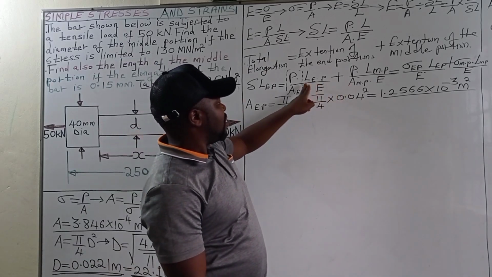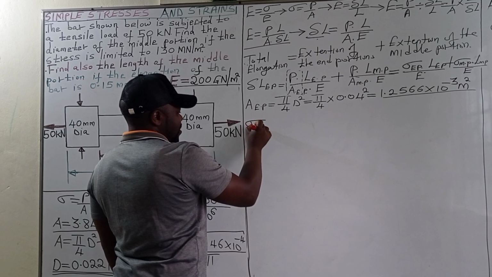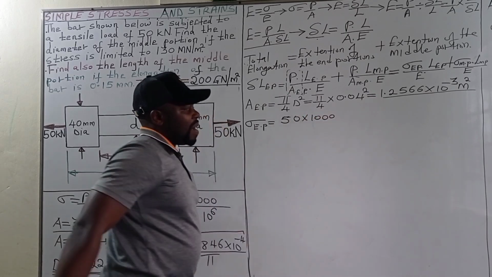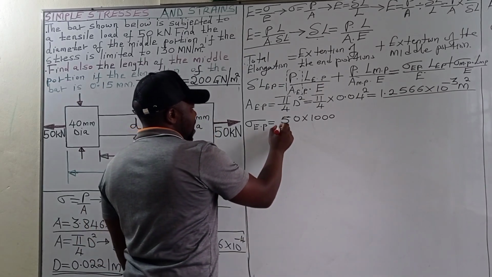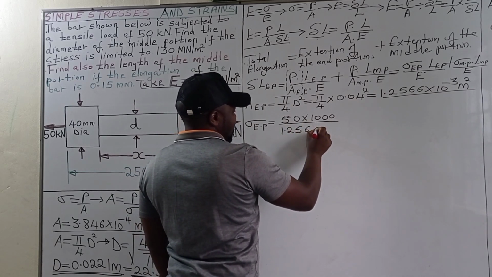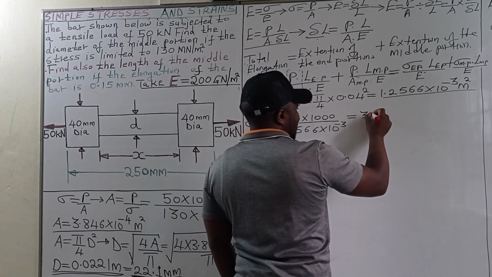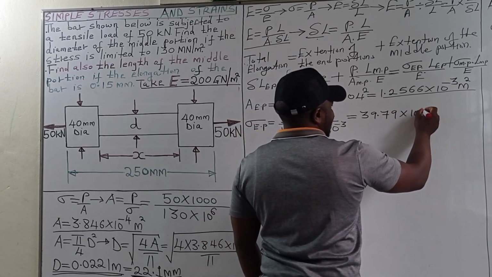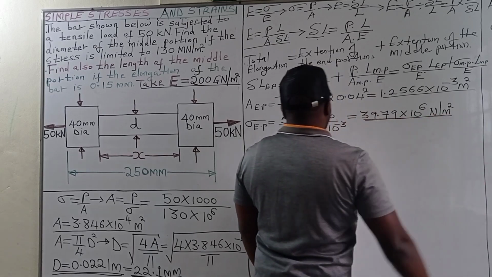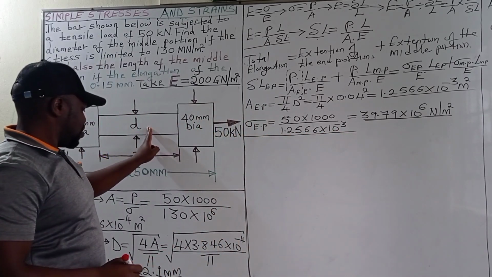So let's determine the stress of the end portions by taking the load divided by the cross-sectional area of the end portions. Therefore, the stress of the end portions will be given by the load, which is 50 kilonewtons. We convert to newtons by multiplying 50 kilonewtons by 1,000. Then we divide this by the cross-sectional area of the end portion, which is 1.2566 times 10 raised to the power of -3. When we do so, we are going to get a stress of 39.79 times 10 raised to the power of 6 newtons per square meter. So that is the stress of the end portions.